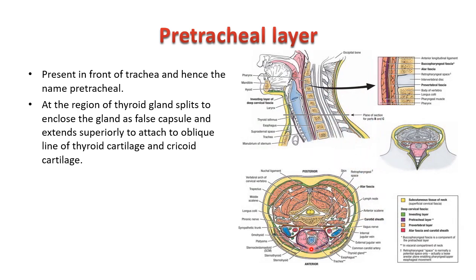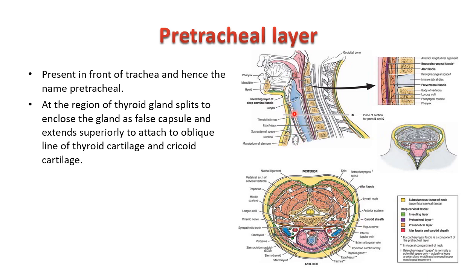Now you are able to see the isthmus of the thyroid gland, and those are the lateral lobes of the thyroid gland, which is surrounded by the pretracheal layer of the deep cervical fascia. In front is your trachea, and behind it the esophagus. In front of the trachea, you are able to see that purple colored line.